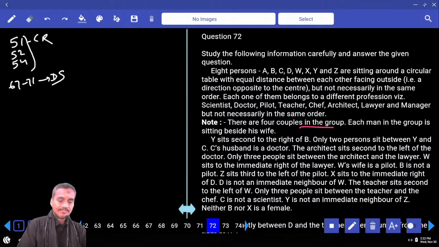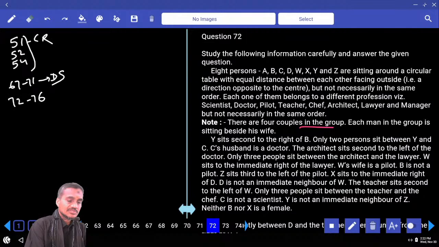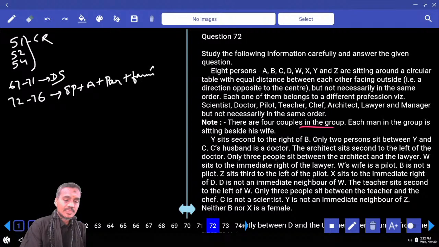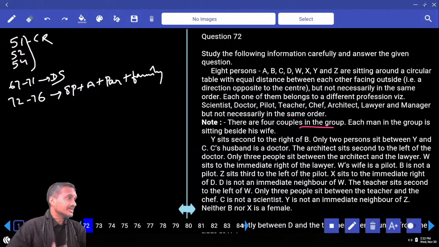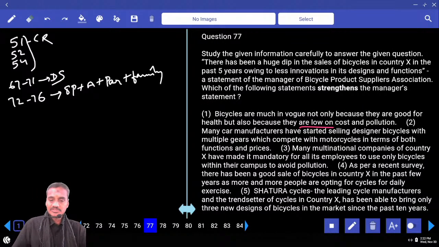And 72 to 76, how many questions were there? 76. Then 8 persons facing away from the center, arrangement plus family and blood relations, hence it must be under the second priority. Second or third priority generally. Then 77, which category is it? It is critical reasoning.